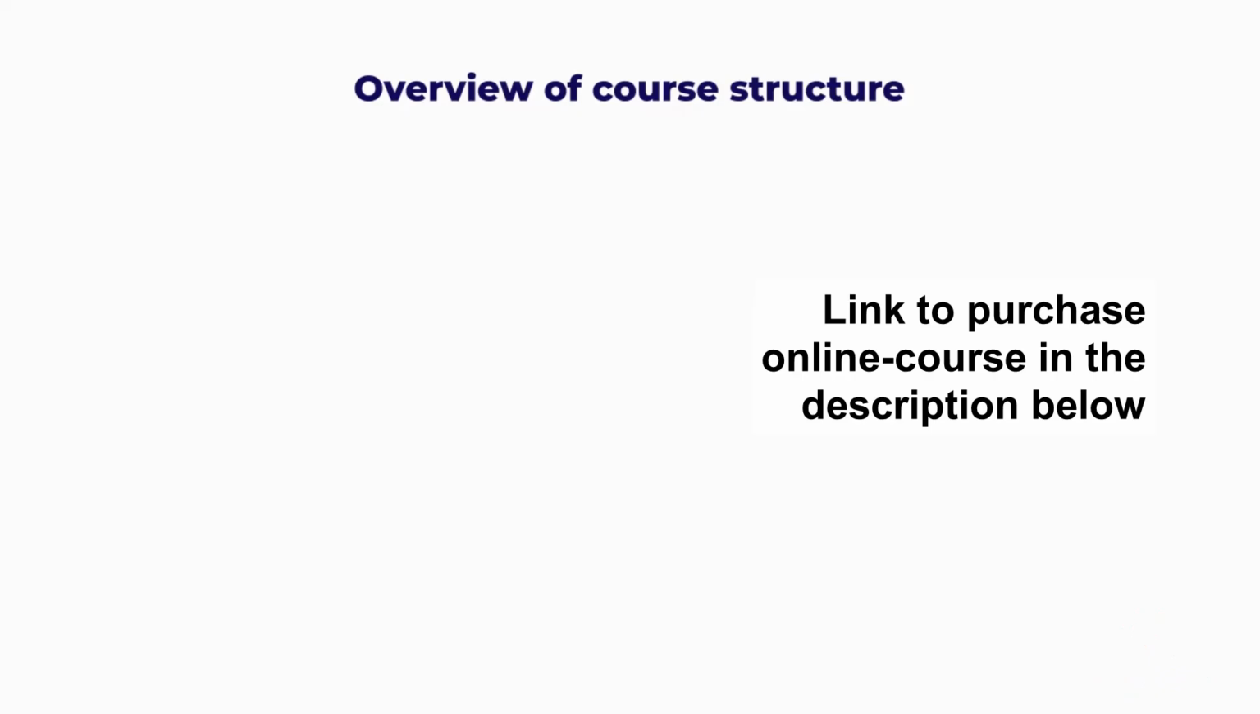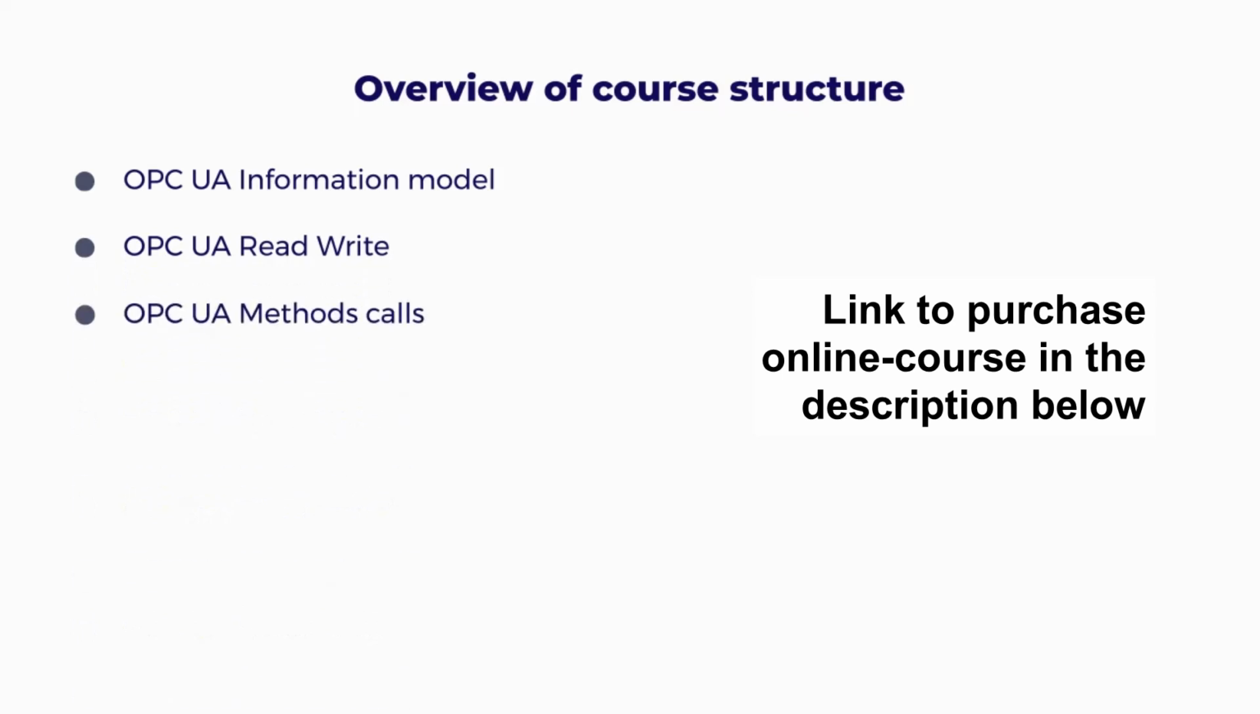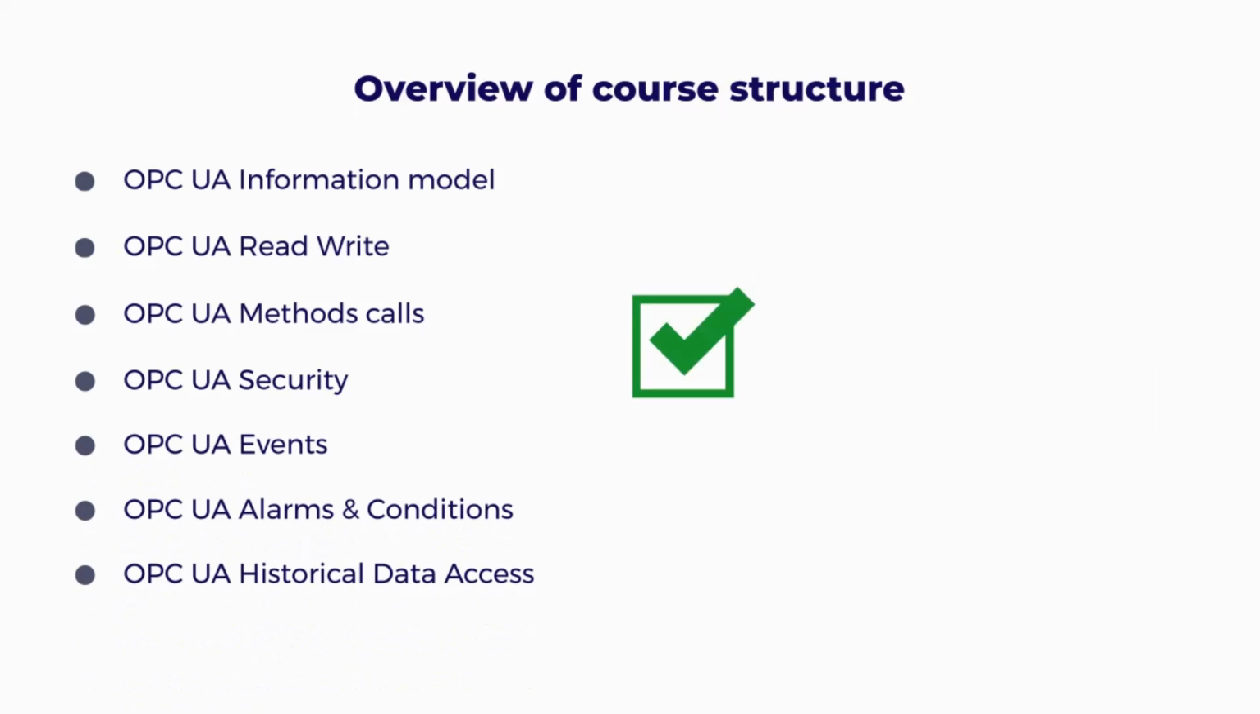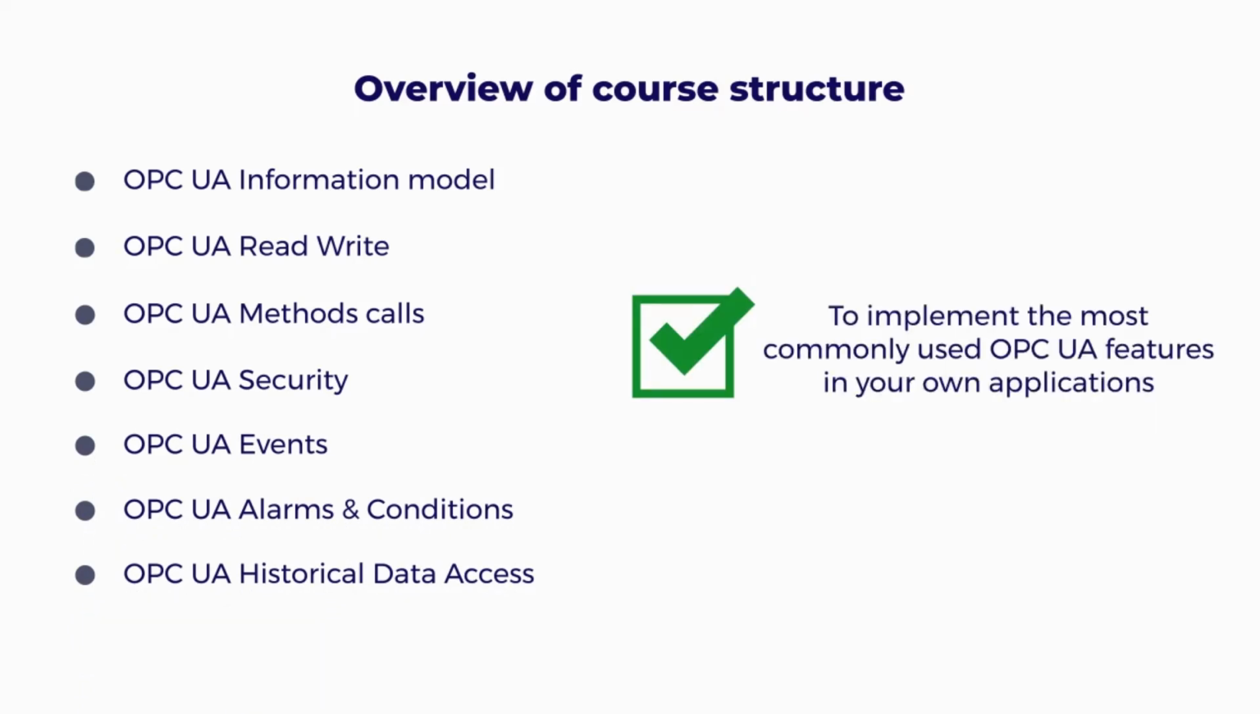You'll start by creating an information model of a custom object type that includes variables that are commonly exchanged between an OPC UA server in a machine and an OPC UA client in a human-machine interface or HMI. Then you will learn how to use the open source OPC UA stack open62541 to build examples for data access services such as read, write, and subscriptions. Following this, you will learn how to implement method calls before moving on to enabling security features. After this, you will learn how to create and monitor events and then alarms and conditions. In the final topic, you will learn how to buffer and access historical data. Once you've completed these topics, you should be well on your way to implement the most commonly used OPC UA features in your own applications.